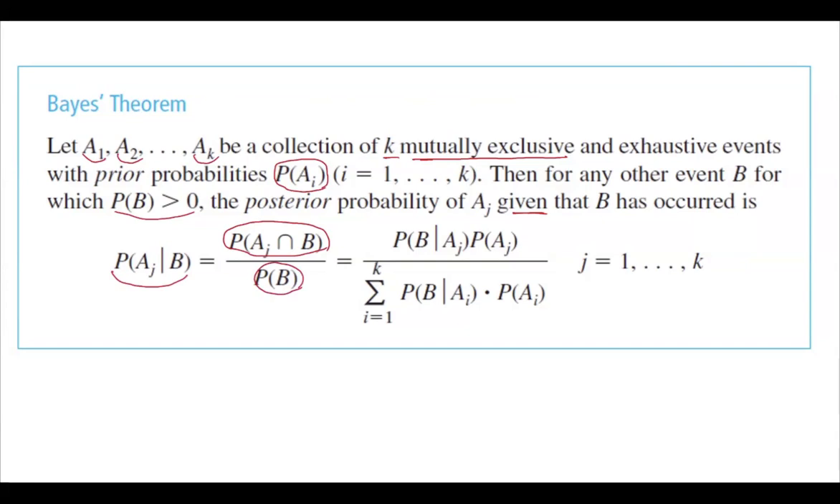We can write this as the probability of B given AJ times the probability of AJ, this is the multiplication rule that we just learned, divided by the summation of the conditional probability of B given AI times the probability of AI, where I starts from 1 and goes to K. So this is basically Bayes' theorem.